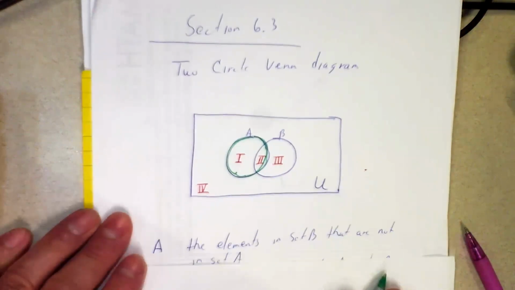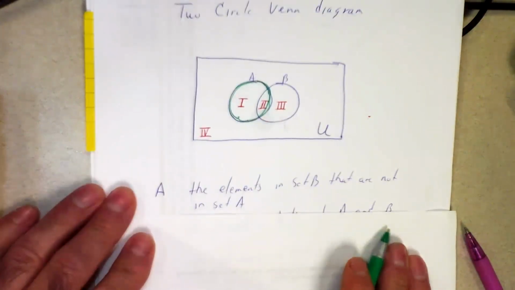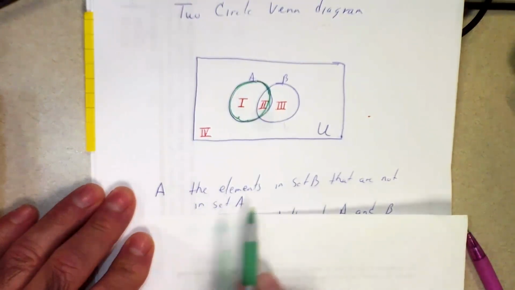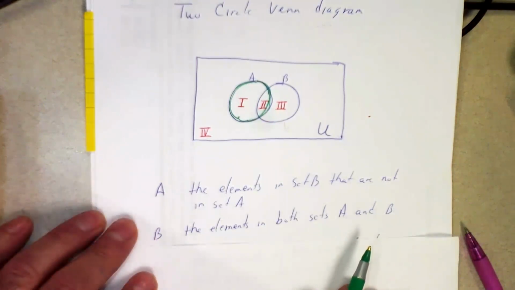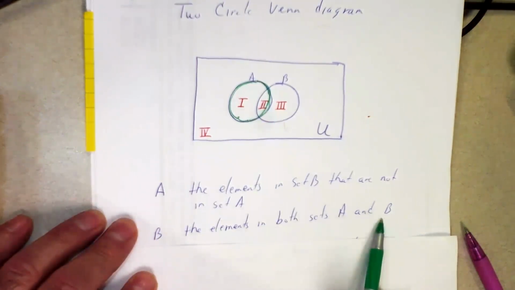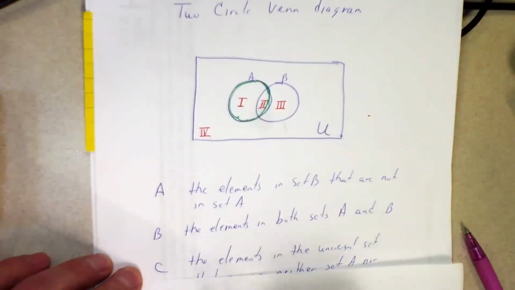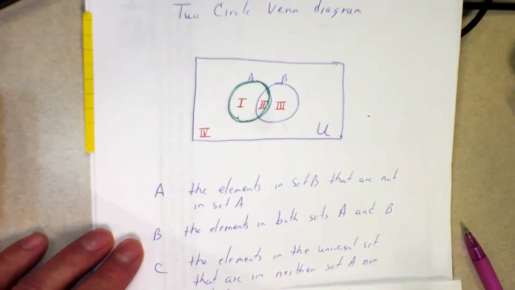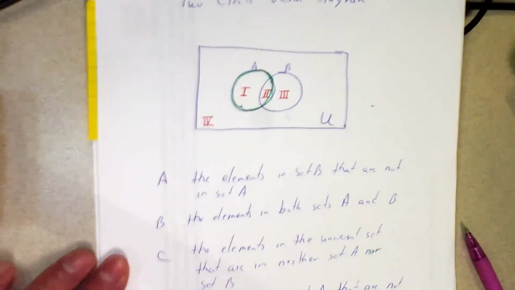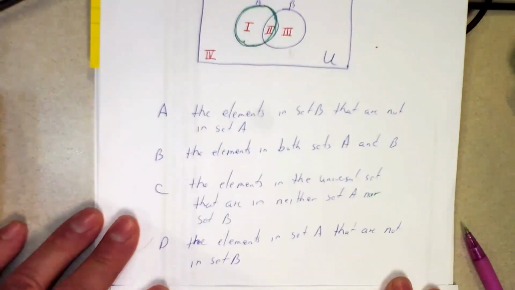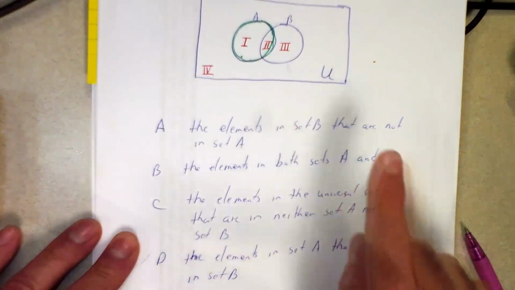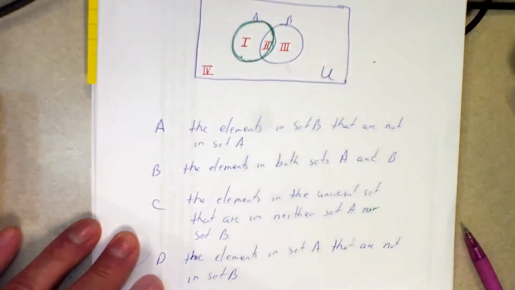Okay, so there's several of them. A: which region contains the elements in set B that are not in set A. B: in which region are the elements in both sets A and B. C: we want to know the region that contains the elements in the universal set that are in neither set A nor set B. And D: which region contains the elements in set A that are not in set B. So we're going to figure out which regions correspond to the descriptors listed here.